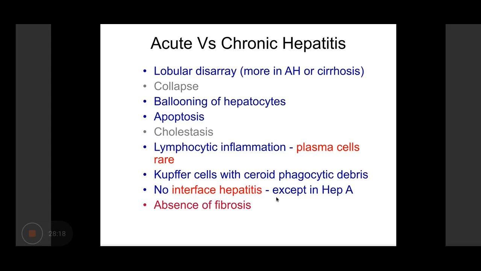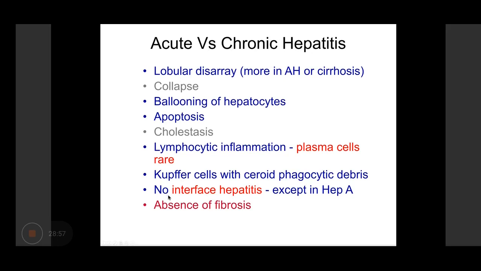But here now we're going to see what differentiates acute versus chronic hepatitis. So in acute hepatitis, you'll see all these except for the last two. These I've described to you: lobular disarray, collapse, ballooning of hepatocytes, apoptosis, cholestasis, lymphocytic inflammation, Kupffer cells, ceroid macrophages. All of these can be seen in chronic except for collapse and cholestasis, which are not seen unless there is an acute on chronic infection or it is an end-stage liver. Otherwise, you will not see collapse and cholestasis, but you will see these remaining.